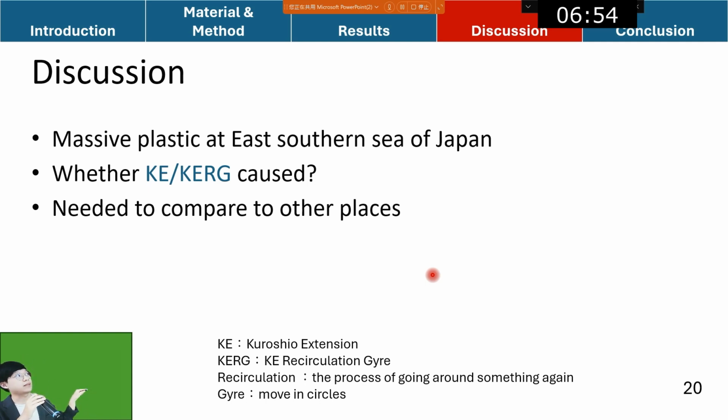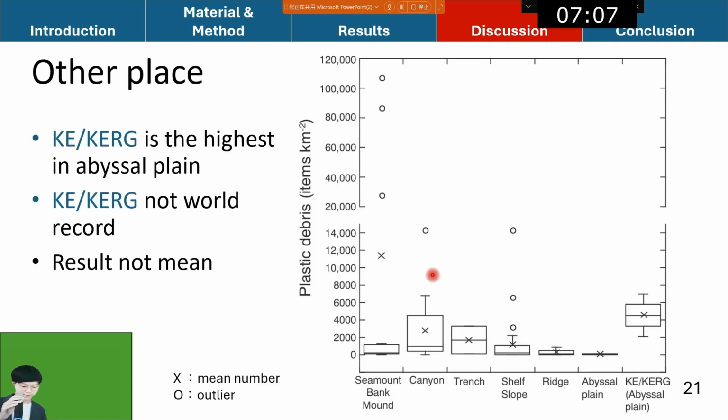We have massive plastic in the East Southern Sea of Japan, we already know, but whether the KE and KRG system caused it, we needed to compare to other places, like other places in the world and other places in Japan. In the world, we can see the KE and KRG is higher than the abyssal plain. The KE and KRG is at the abyssal plain, okay? But it's not the world record. This is the world record. The result shows that it's not the mean at the abyssal plain.